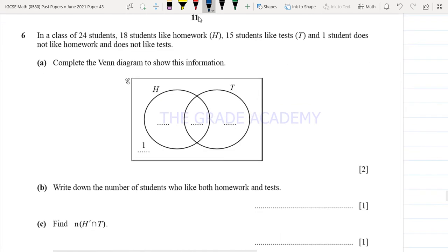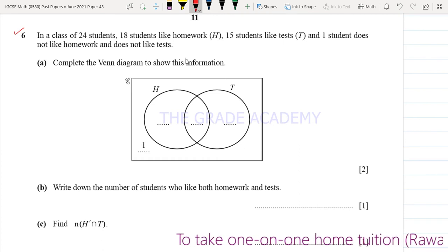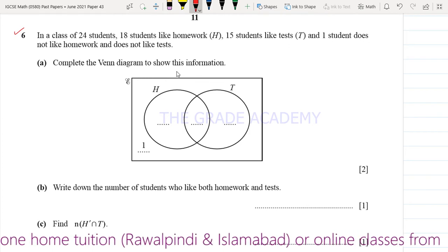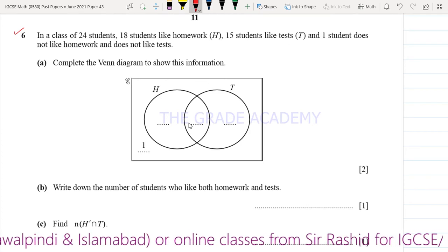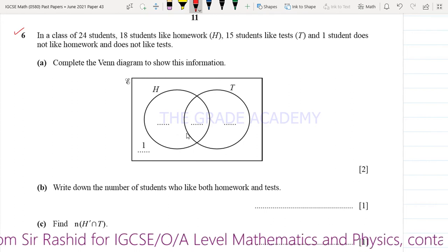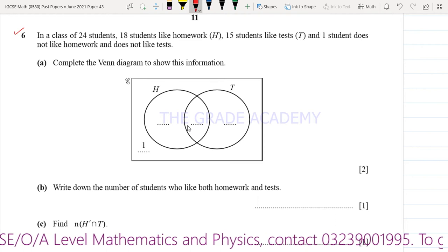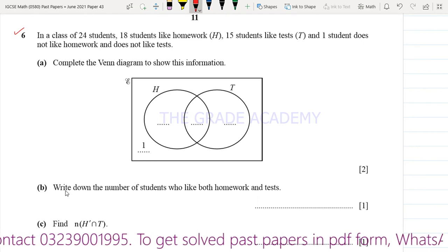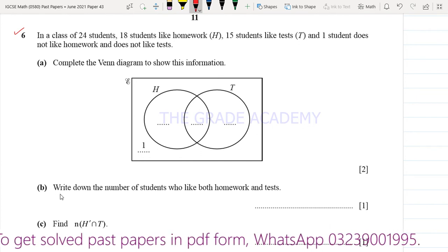Now, question 6 of the paper. In a class of 24 students, 18 students like homework H, 15 students like tests T, and one student does not like homework and does not like tests. Complete the Venn diagram to show this information. So this question is about a Venn diagram. We have to fill in the numbers on the diagram, and after completing this, we have to answer the remaining parts.